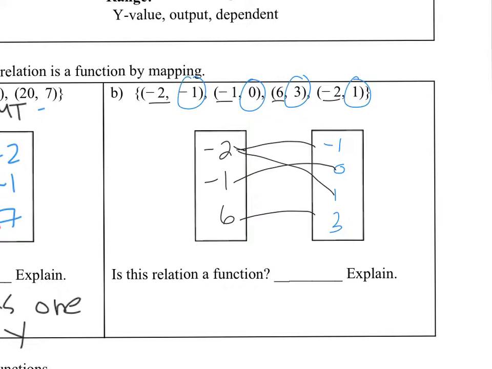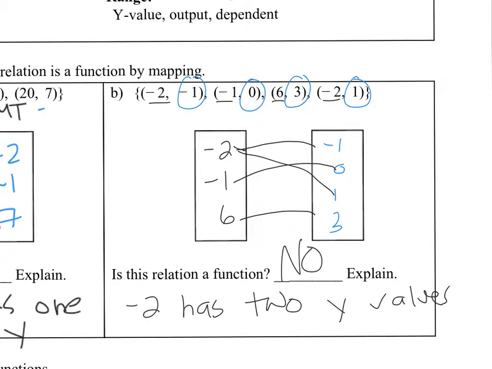So is this one a function? If I look at this -2, it's going to two different ranges or two different y values. This cannot happen if it's a function. So I wrote no, it's not a function. -2 has two y values. So if you think about an airplane analogy, this -2, this airplane can't be at two different airports.